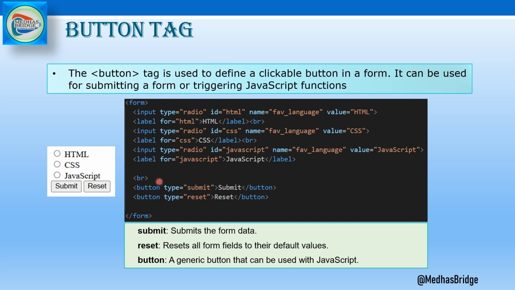Here is a sample piece of code which demonstrates this. I have the radio buttons here. It means one of them can be selected. Once you select it, you click on submit. Either you click on submit or you reset an option. That is how the button tag works. Submit submits the form. Reset means reset all the fields, whatever you selected, right? Button means a generic function that can be used with JavaScript.